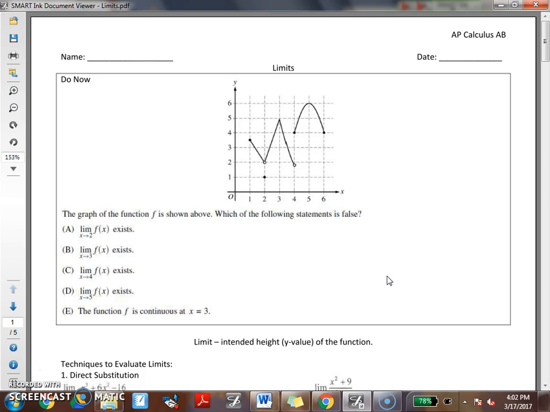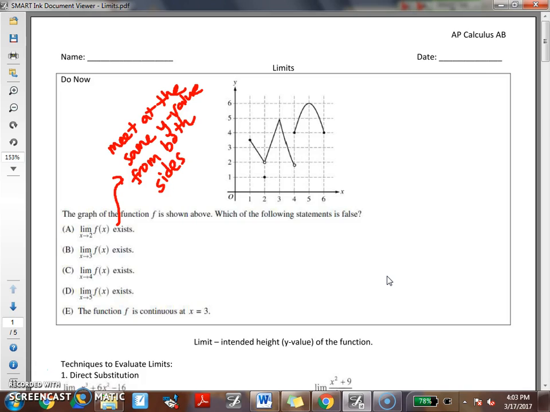Alright, so the problem says the graph of the function f shown above. Which of the following statements is false? You have 5 options, and I'm going to go through some of them. Alright, so A says, limit as x approaches 2 of f of x exists. Well, for it to exist, it has to meet at the same y value from left and right, so from both sides.